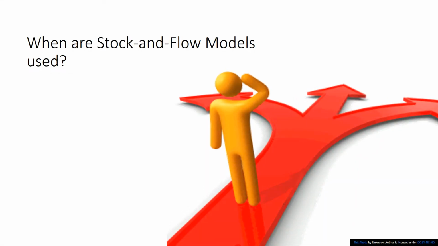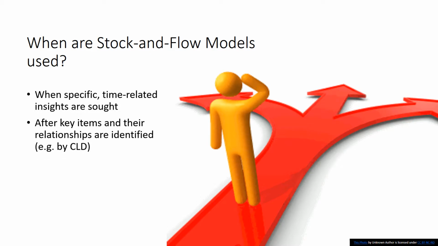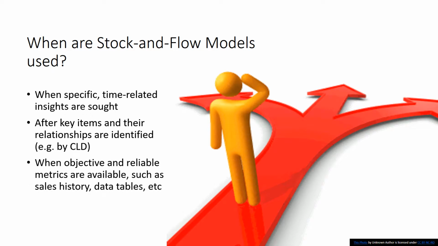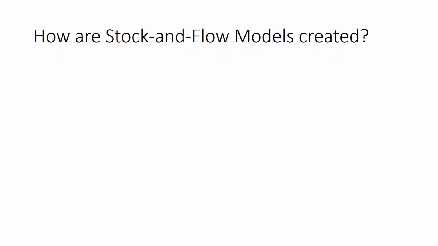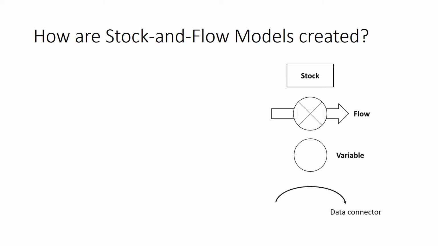When are stock and flow models used? They're ideal when specific time-related insights are sought. After you have key items and their relationships identified, for example, through the use of a causal loop diagram exercise, and when objective and reliable metrics are available, such as sales history, data tables, and the like. Stock and flow models are created in a fashion similar to causal loop diagrams, but there are significant differences.